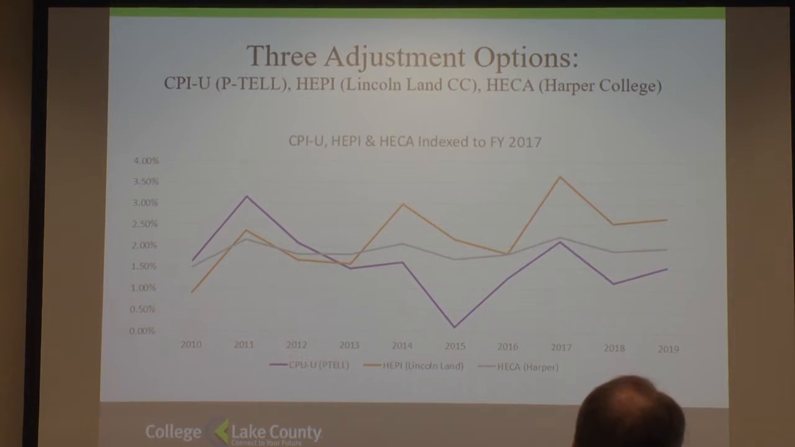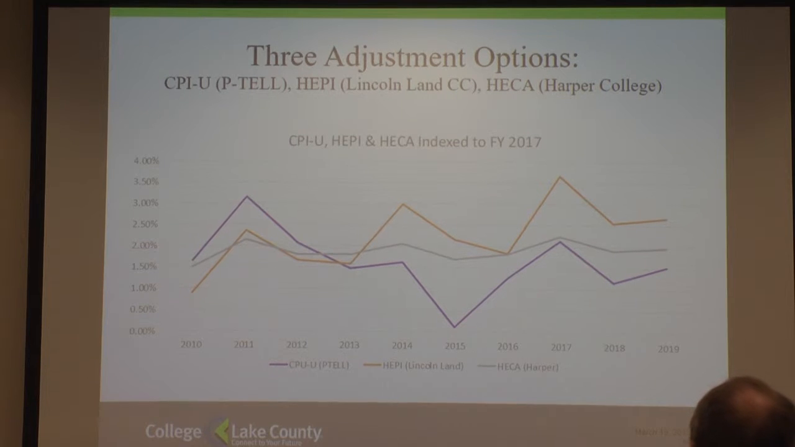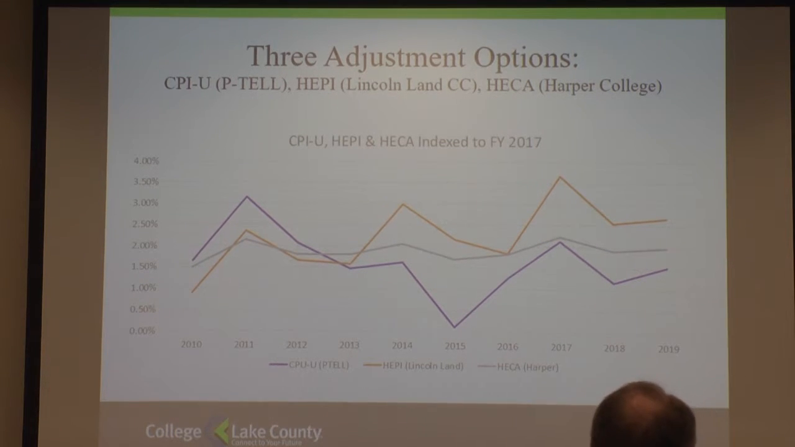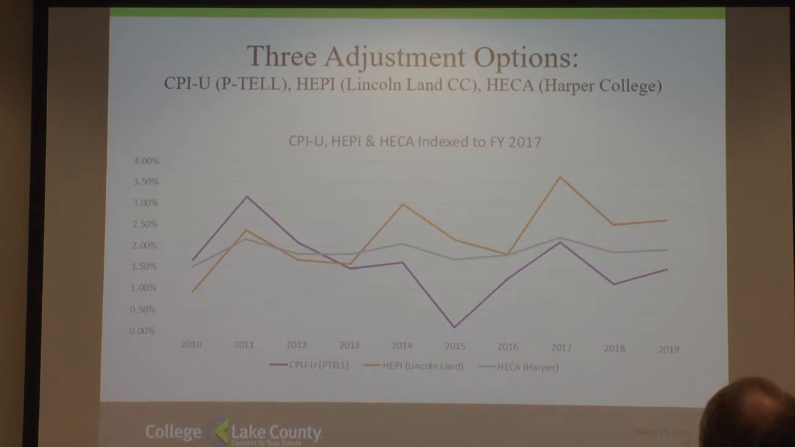The other thing I wanted to share with you is what does the data look like? If we look at these three indexes that we're talking about today over a 10-year period, you'll see that the most conservative of the three is the property tax index or the consumer price index. The one that's kind of in the middle is the Harper index, the HECA model that has 75% of a federal CPI index and 25% of the deflator measure. And then the Lincoln Land model seems to incorporate the most growth, and that's the one that's solely based on a higher education inflation measure.